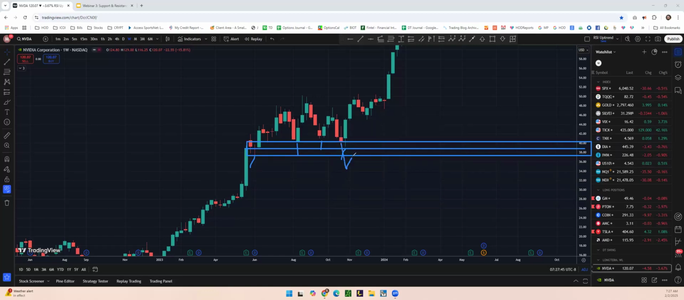If it wanted to, it would have broken below like this and then gone all the way back down to this area, right? It didn't do that. It's holding this area. So what happens here? People start accumulating shares because technical traders are like, wait, this area is holding.